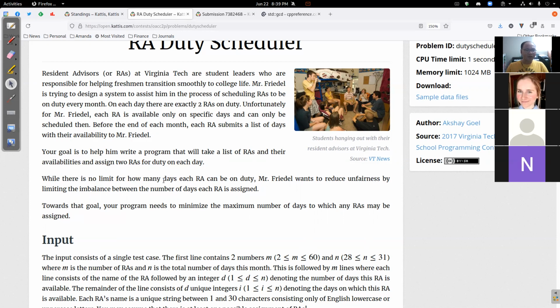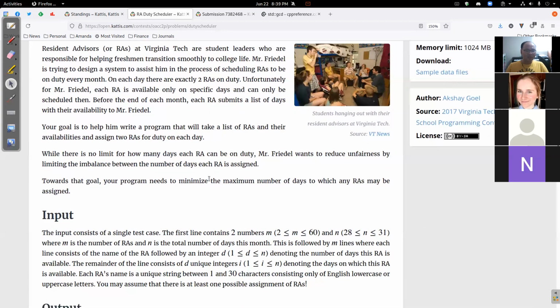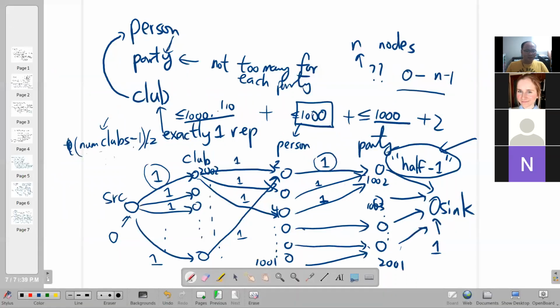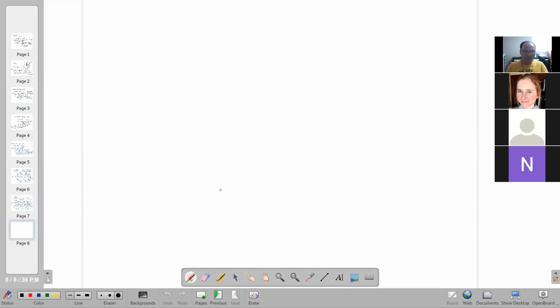While there's no limit for how many days each RA can be on duty, Mr. Fredo wants to reduce unfairness by limiting the imbalance between the number of days each RA is assigned. Toward that goal, your program needs to minimize the maximum number of days to which any RA may be assigned. Okay. So there's a slight complication with this minimizing number of days, but let's not worry about this for now.